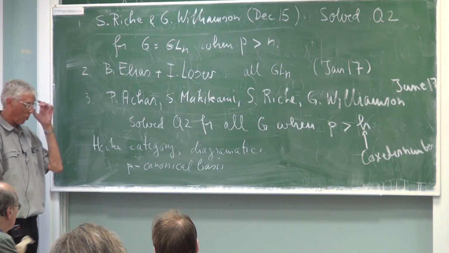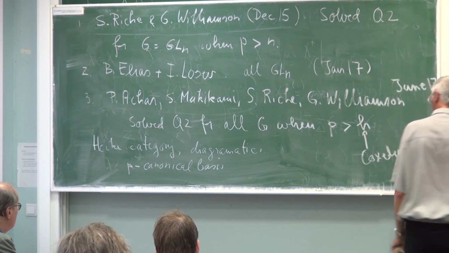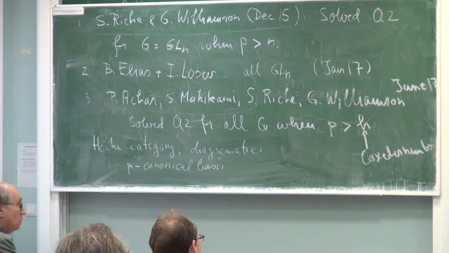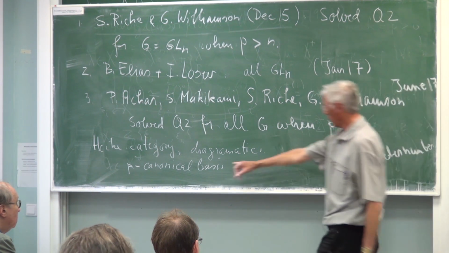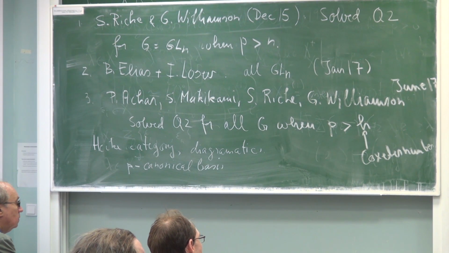For these endomorphism things, and then they are able, using this, to produce an answer. And this p-canonical basis is called so because it's very much related to the Kazhdan-Lusztig theory.